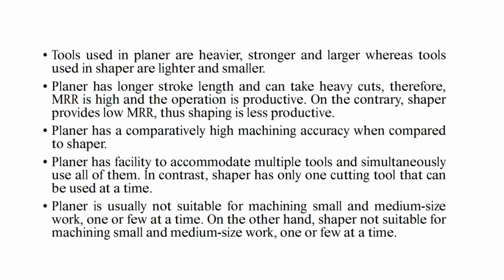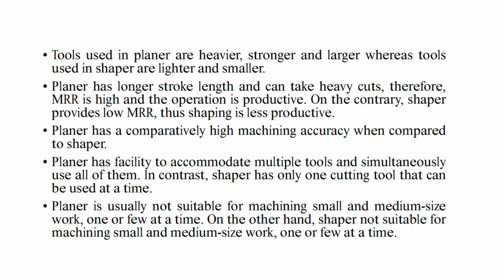This leads directly to material removal. A planer has a longer stroke length and can take heavy cuts, therefore, its material removal rate, or MRR, is high and the operation is very productive. On the contrary, a shaper provides a low MRR, thus shaping is generally a less productive process. And because of its robust construction and setup, a planer has a comparatively high machining accuracy when compared to a shaper. Here's a huge advantage for the planer. It has the facility to accommodate multiple tools and can use all of them simultaneously on different surfaces of the workpiece. In contrast, a shaper has only one cutting tool that can be used at a time.